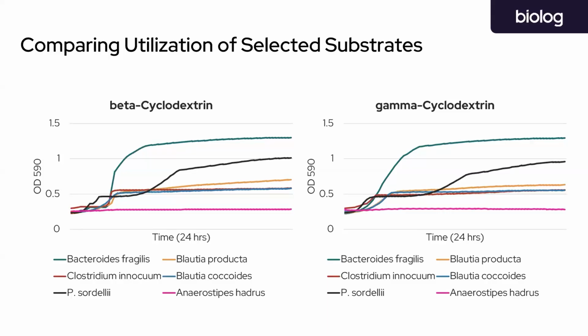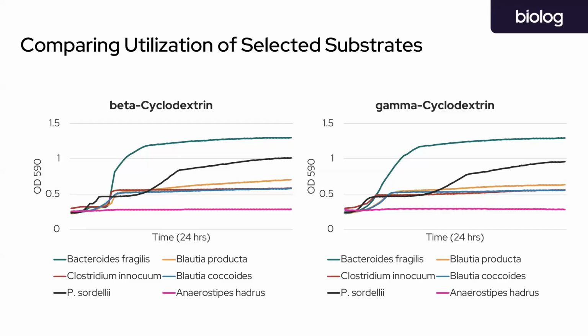Let's explore the utilization of two closely related prebiotic substrates, beta-cyclodextrin, a heptasaccharide, and gamma-cyclodextrin, a slightly larger octosaccharide. These are niche prebiotics present in the PreBioM 2 plate and are utilized for growth mostly by B. fragilis and P. sordellii among the 6 strains tested. As the B. fragilis growth curve shows, gamma-cyclodextrin is used more slowly than beta-cyclodextrin as it is harder to ferment due to its larger size.